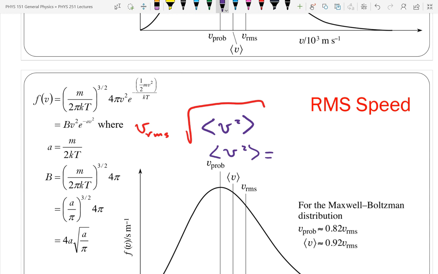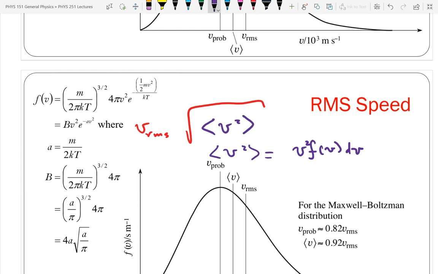What was the general method to find an average? Probability. So in this case, our probability was f of v dv. There's our probability. Times, I'll put it up front, times v squared, because we're finding the average of v squared.